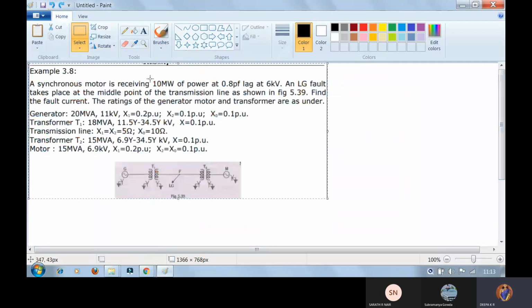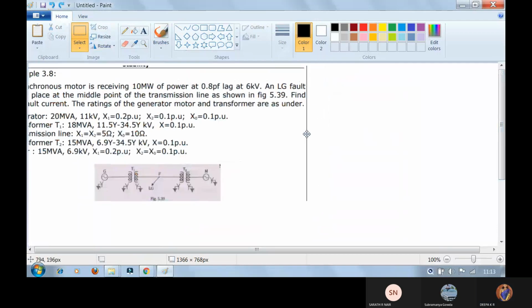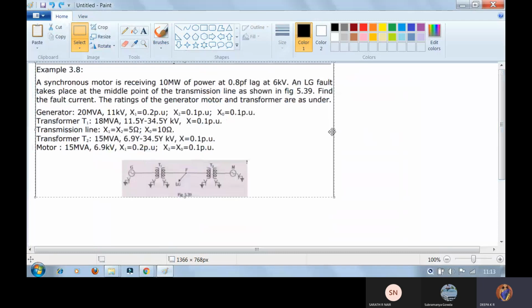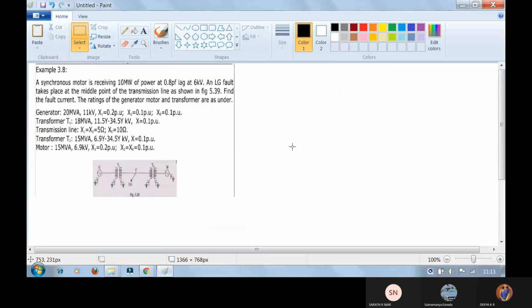The ratings of generator, motor and transformer are as under. You copy down all the values. Generator: 20 MVA, 11 kV. Reactances have been given. X1 is 0.2 per unit, meaning X1, X2, X0 with respect to sequences. Positive sequence 0.2, negative sequence 0.1 and zero sequence is 0.1 per unit.